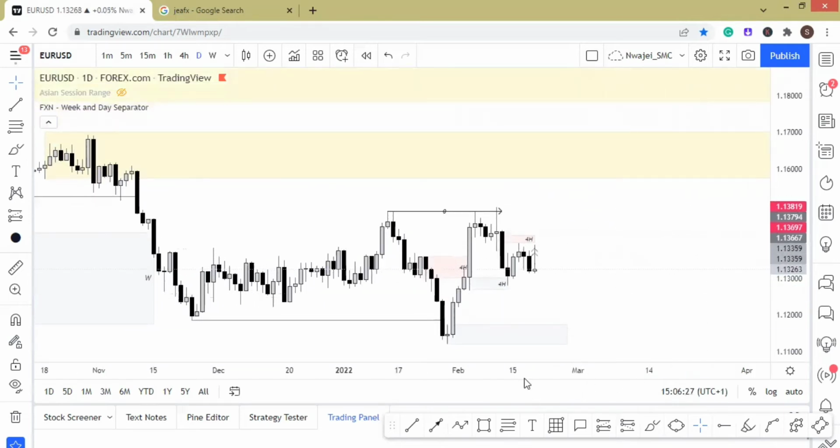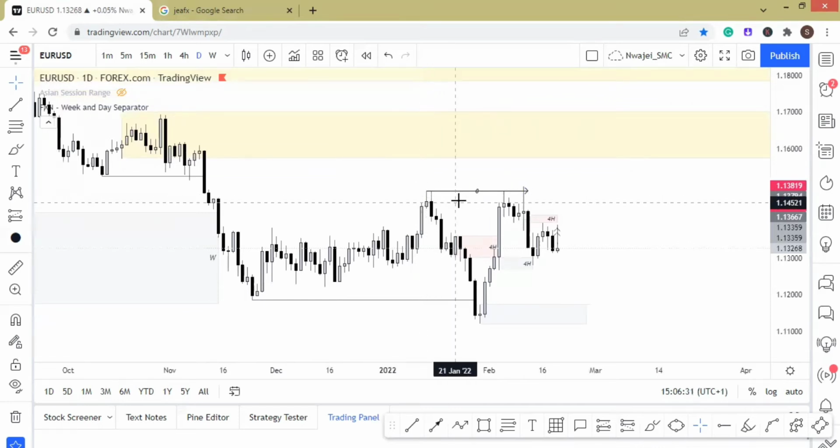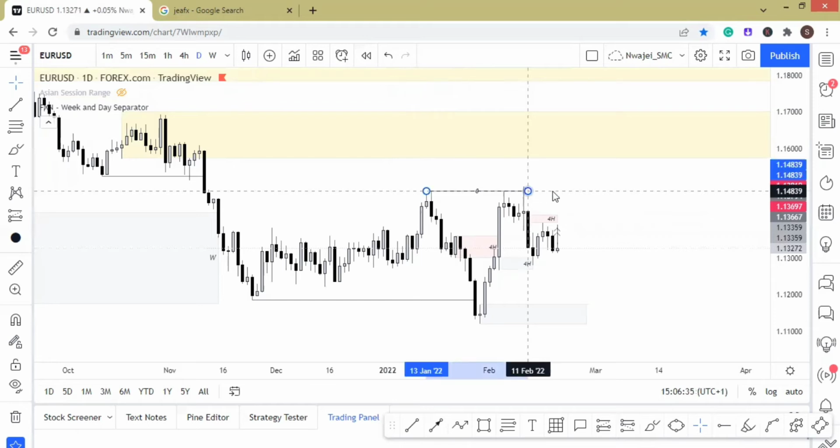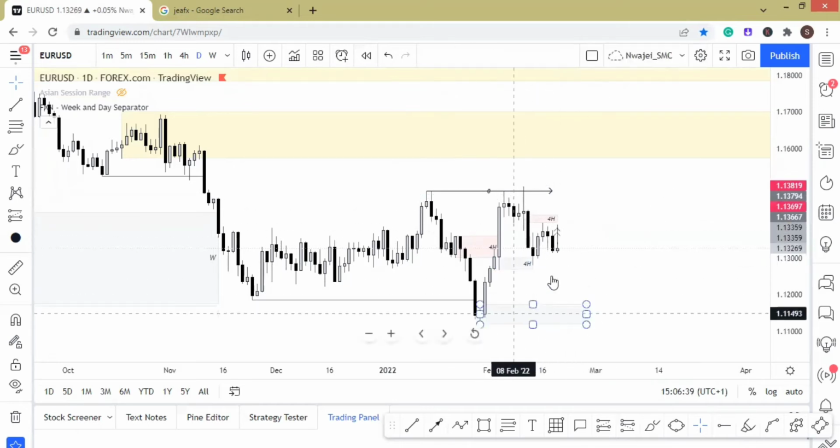Let me show you. After the sweep here, there was actually another sweep on the 4 hour supply, on the 4 hour high here. So you can see the sweep from this area. There was a sweep. So during this sweep, I was expecting that the market will do something like this.